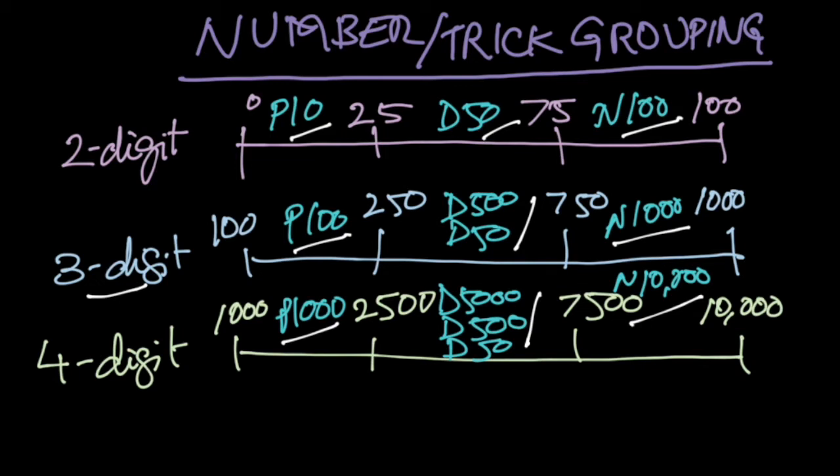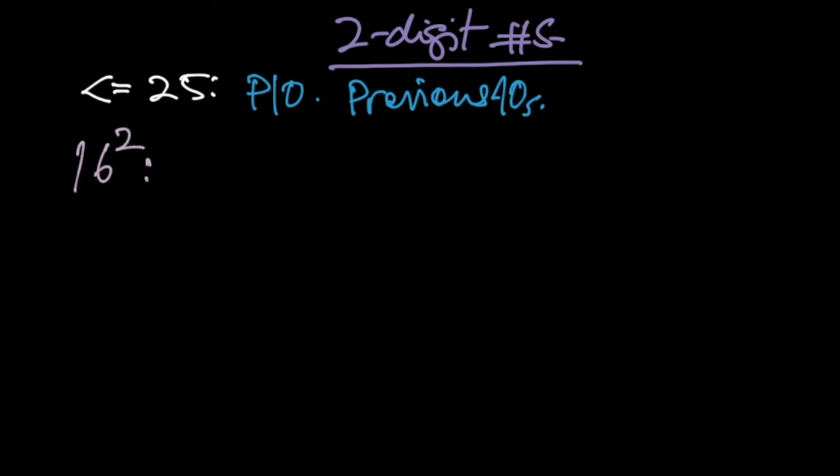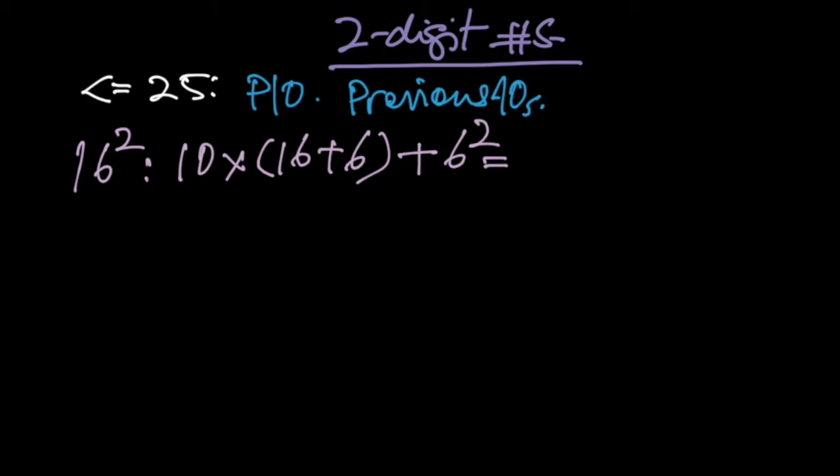So let's start with 2-digit numbers. Here we use P10. P10 means previous tens. Let's take an example of 16 square. Here you start with 10 and add 6 to 16, because 16 is 6 more than 10, and we add the square of 6. So this becomes 22. So we have 220 plus 36 and it becomes 256.